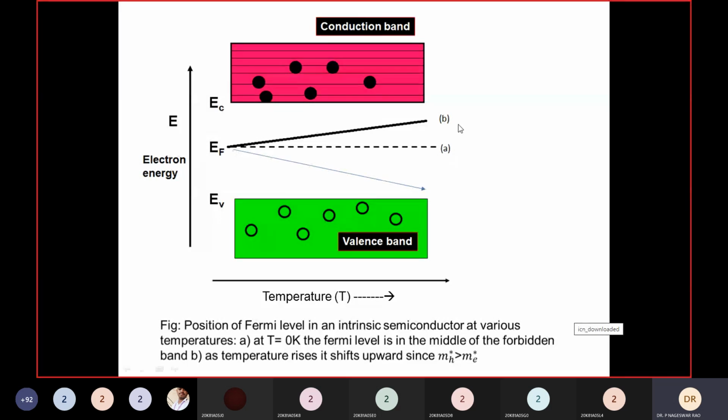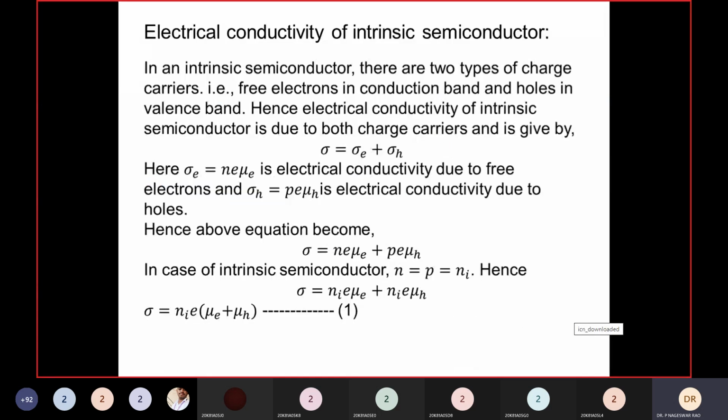Now, the conductivity of the intrinsic semiconductor. How will we calculate the conductivity? The total conductivity sigma is equal to the conductivity of the electrons, sigma E, plus the conductivity of the holes. Already we know the formula: sigma is equal to Ne into mu. Here N is the density of the electrons, E is the charge of the electron, and mu is the mobility.